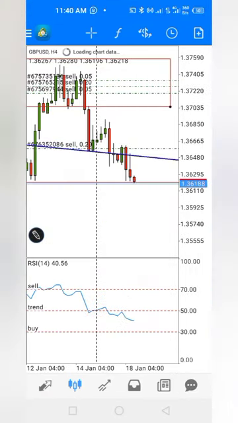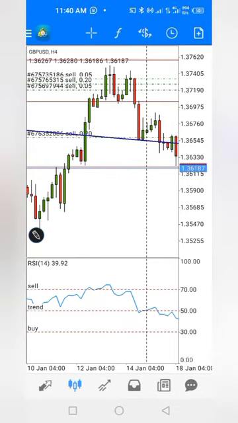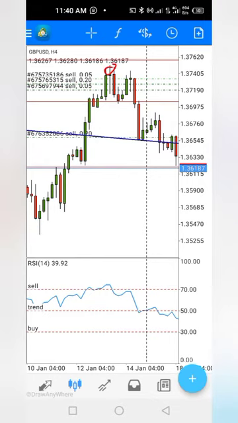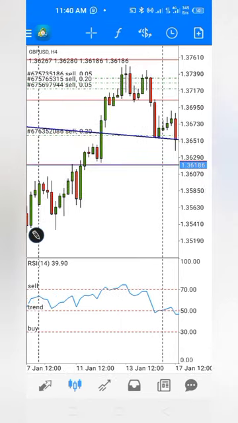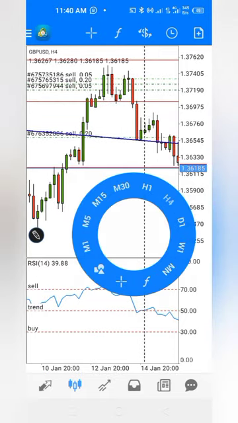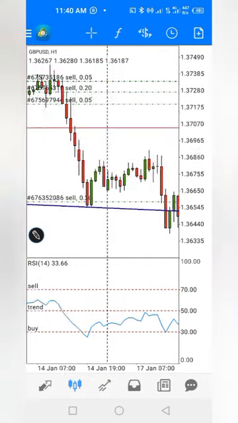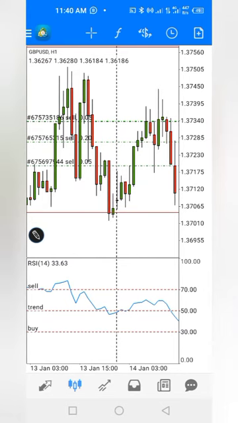So I come down to 4 hours to see the reaction. This is the first rejection, and the market dropped a bit and pushed back up to give us a second high. So this is like a double top, a reversal pattern where we are expecting the market to drop. I didn't pick my entry based on what I see on 4 hours. I actually come down to a lower time frame to have better confluence.